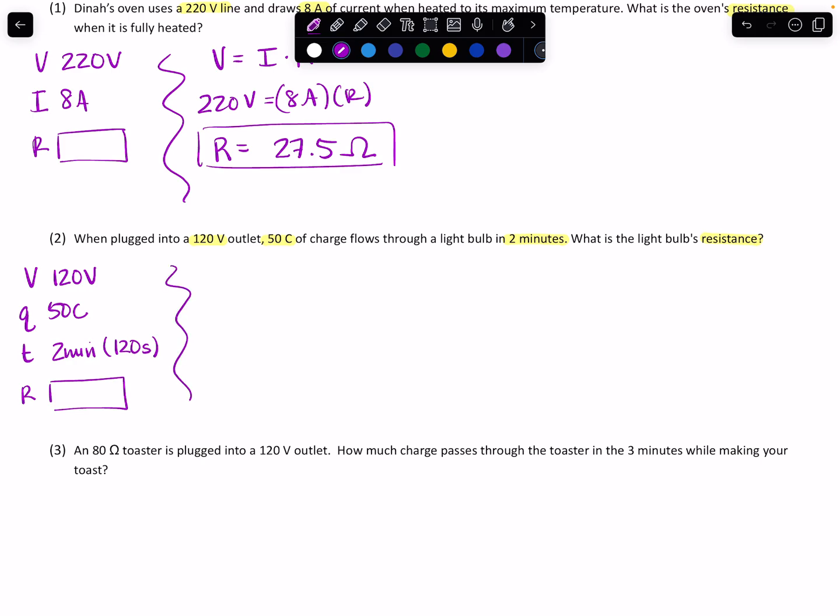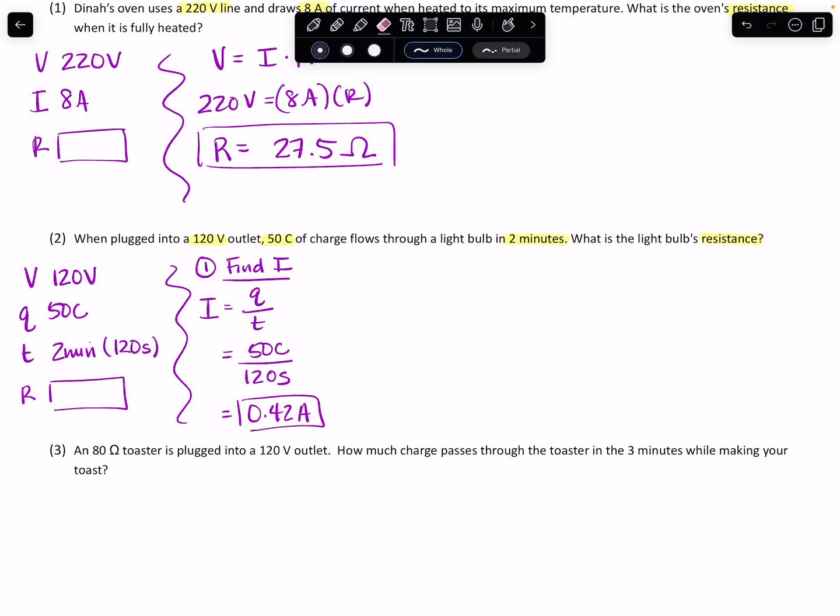Now, if I look at my formula list, I don't have one that relates these three variables and resistance. So this is going to be a two-step problem. The first thing I'm going to have to do is find out what the current is. I do know charge and time, and I know that current is equal to charge divided by time. So 50 coulombs of charge divided by 120 seconds tells me that my current is 0.42 amps. Now I know current and voltage, and I can use Ohm's law to find my resistance value.